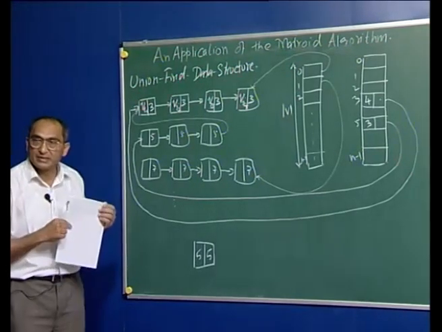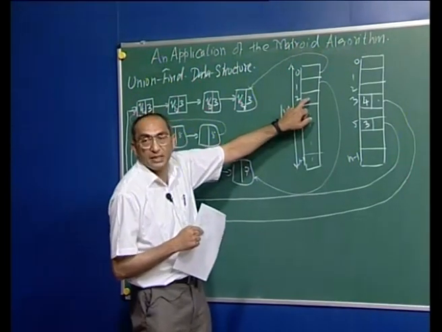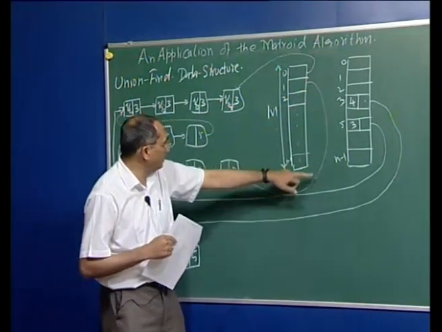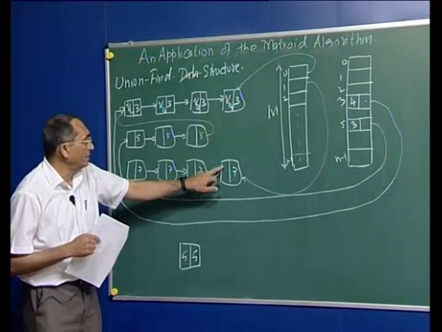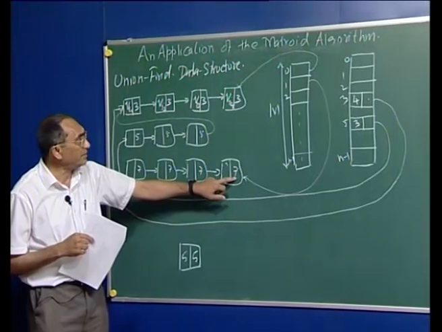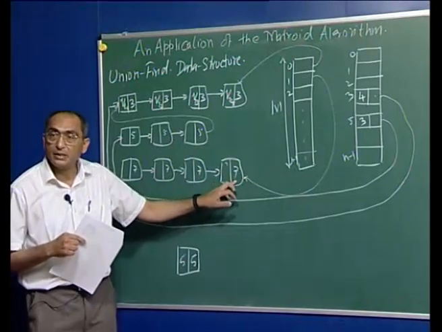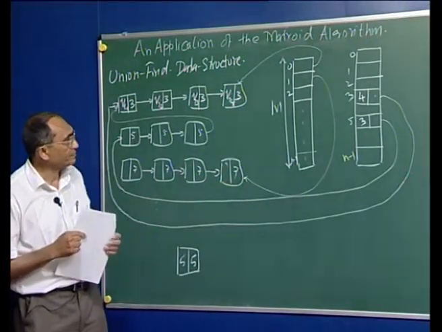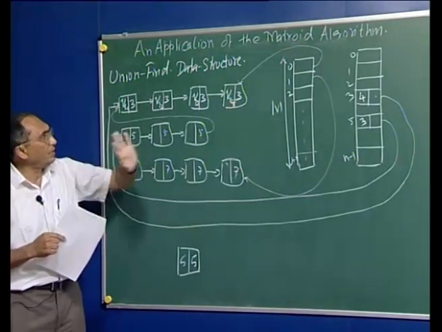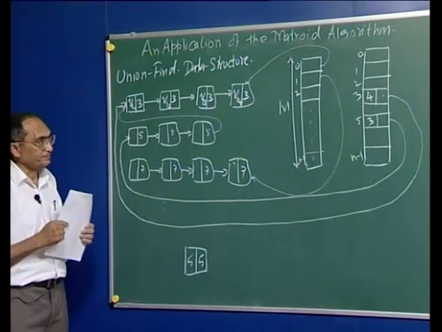Now, as far as find is concerned, if I want to find out which set element 1 belongs to, I will just go to the node and look at the set identity, which is this, and this will tell me which set 1 belongs to. It belongs to the set identified with 7. So these two operations can be performed in this data structure.